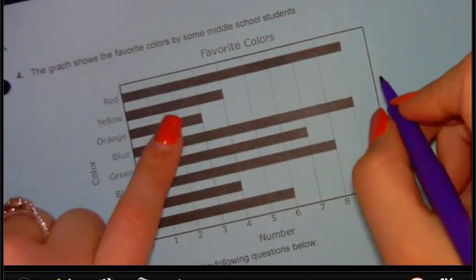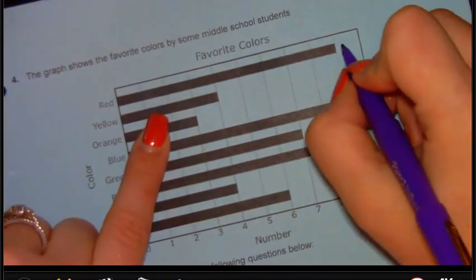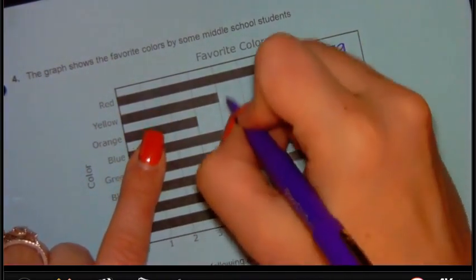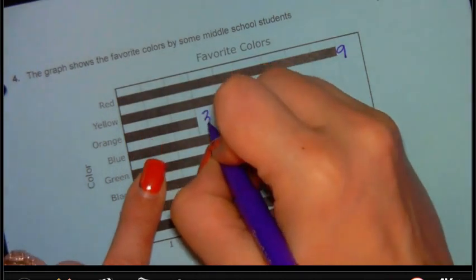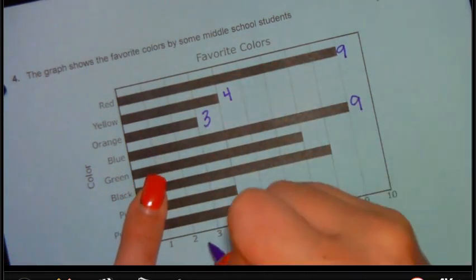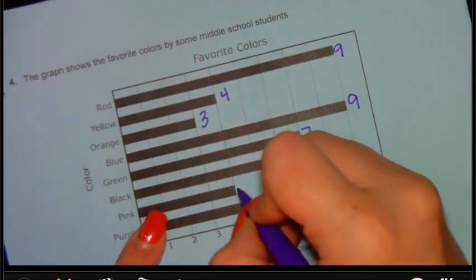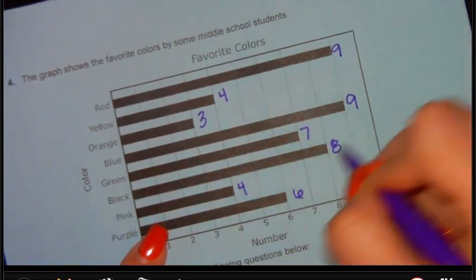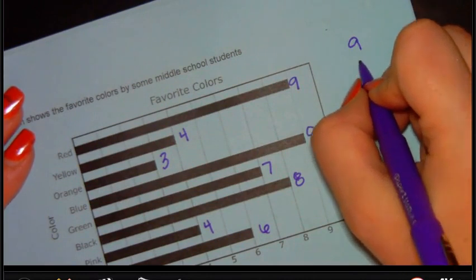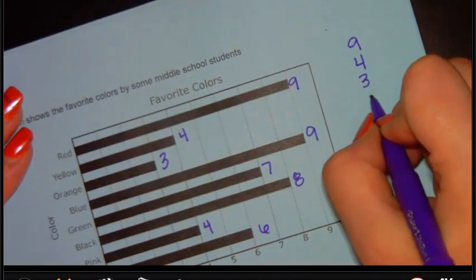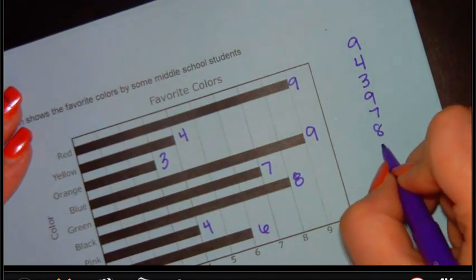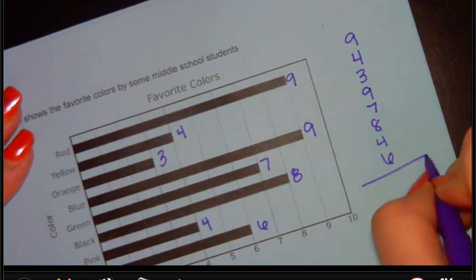All right, so let's go ahead and figure it out. Red has 9. Yellow has 4, orange has 3, blue has 9, green has 7, black has 8, pink has 4, and purple has 6. So I need to add up all of my numbers: 9, 4, 3, 9, 7, 8, 4, and 6.